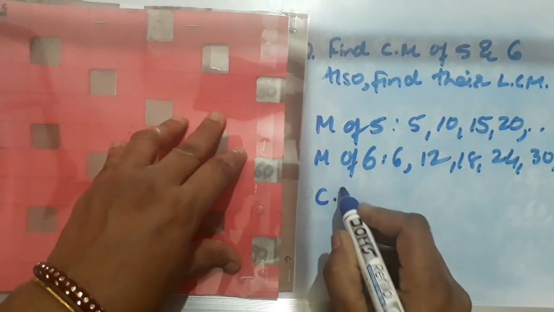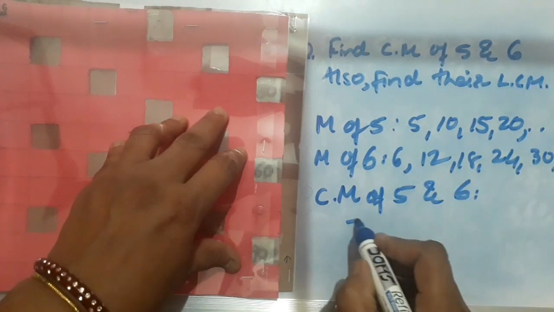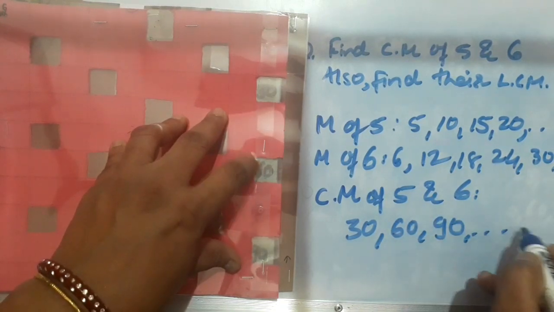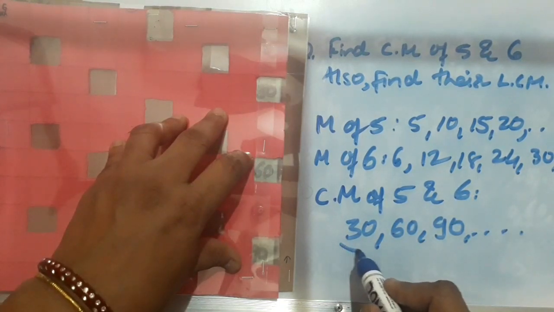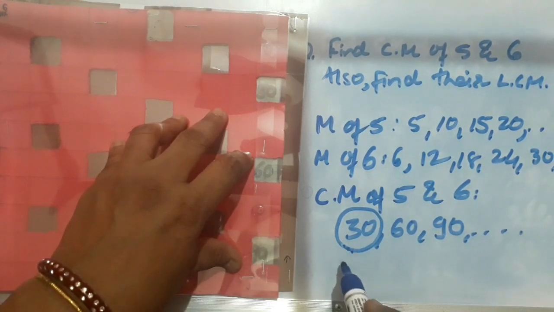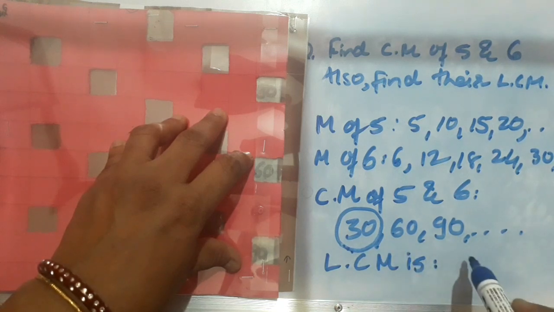So here these are the common multiples of 5 and 6, 30, 60, 90 and so on. Out of that, which is the smallest? 30, which is the first common multiple. So least common multiple is 30.